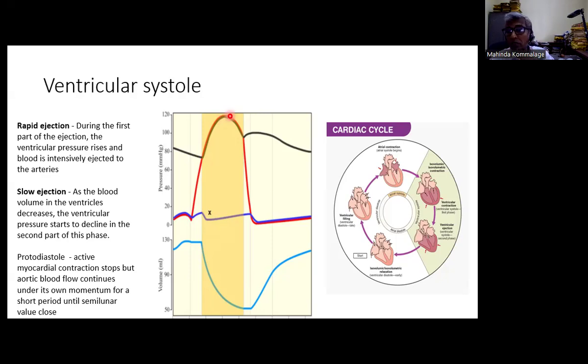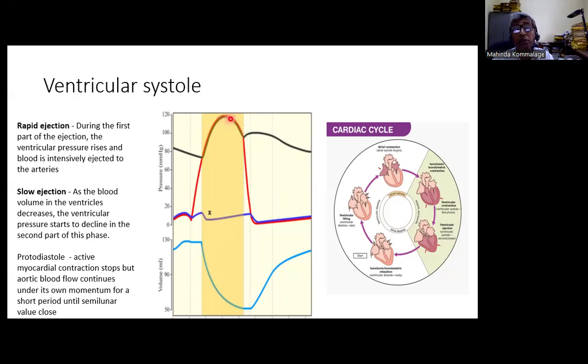Just think. The ventricle is still contracting, but pressure is reducing. Ventricular pressure is reducing. Why? Volume is reduced. Yes, exactly. Now volume is reducing, right? Blood is moving, so pressure cannot be maintained because volume is reducing. So therefore, in the middle of the ventricular systole, ventricular pressure starts to go down.